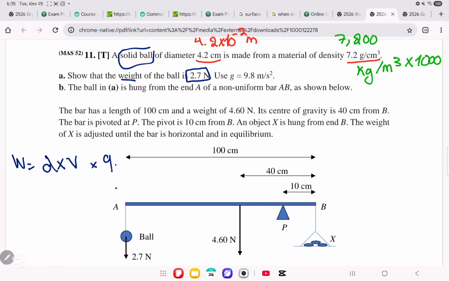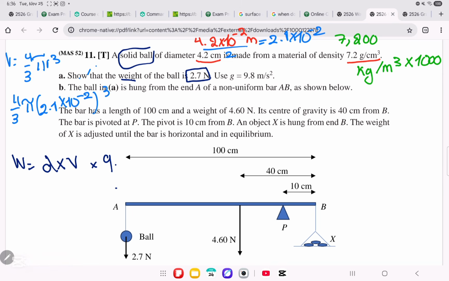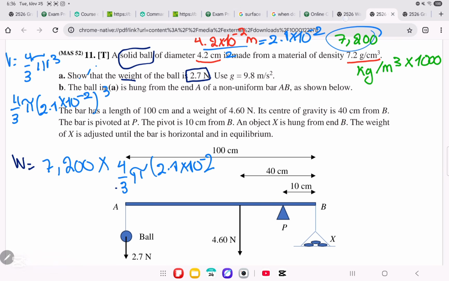So what do we need to apply? We know that the volume of the ball is 4 over 3 pi r cubed because it's a sphere, right? So it's going to be 4 over 3 pi. The radius is the diameter divided by 2, so 2.1 times 10 to the power of minus 2, all of it to the power of 3. Okay, so now it's going to be the density, which we found to be 7,200, times the volume, which is 4 over 3 pi times 2.1 times 10 to the power of minus 2, all of it cubed, times what? Times 9.8. Put it on the calculator.